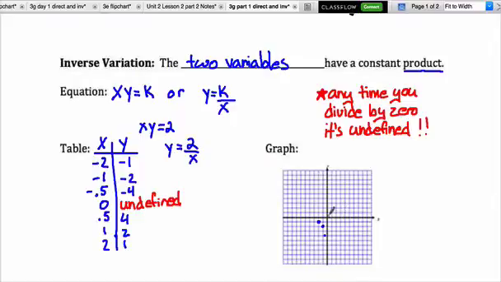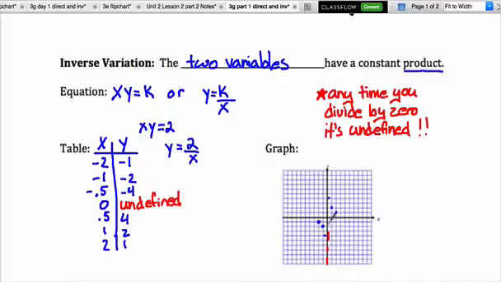And then I'm going to go to 0.5, which sends me up to 4. I'm going to go to 1, which sends me up to 2. And I'm going to go to 2, which sends me to 1. Right now, you might be tempted to draw some sort of zigzagging thing that goes across the y-axis. But remember, because it's undefined, that means that nothing can go here. Okay, you can't cross over.